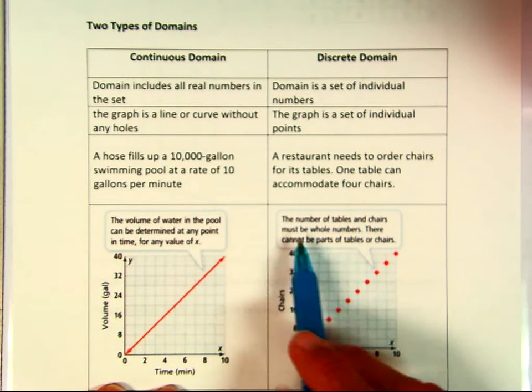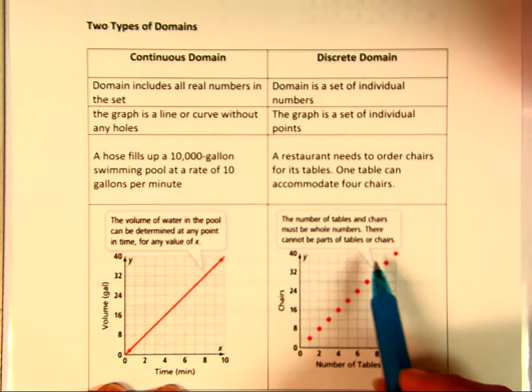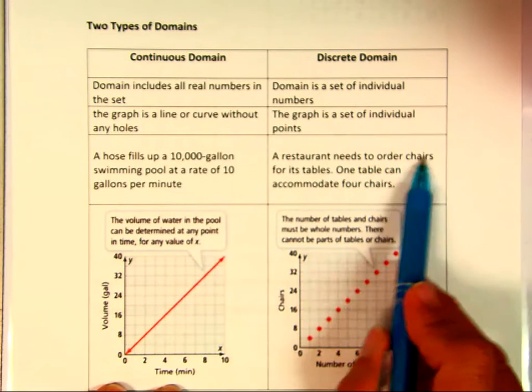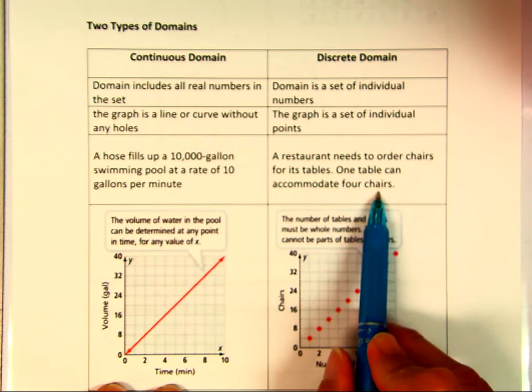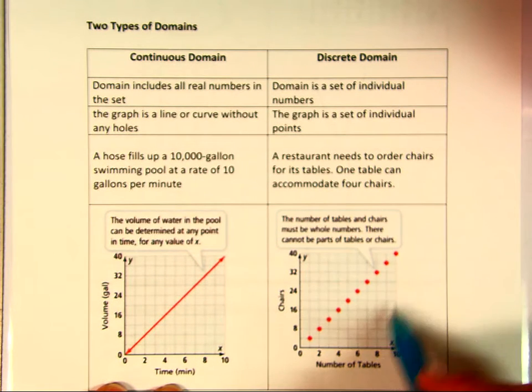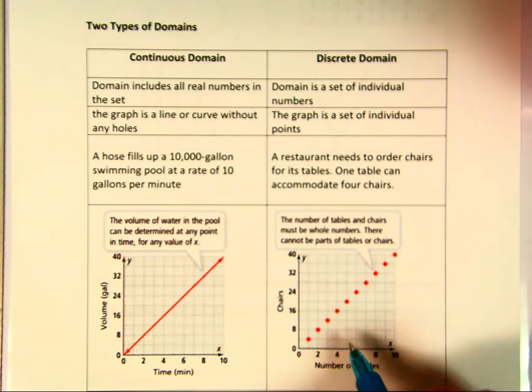Versus if I was talking about the number of tables and chairs, and I said a restaurant needs to order chairs and one table can accommodate 4 chairs. So I'm not going to have 3.5 chairs. I'm not going to have 1.5 chairs. That's not going to fit, right? I don't say, oh, here's half a chair, let me put it at the table. So that's a discrete function where you're just talking about certain numbers.